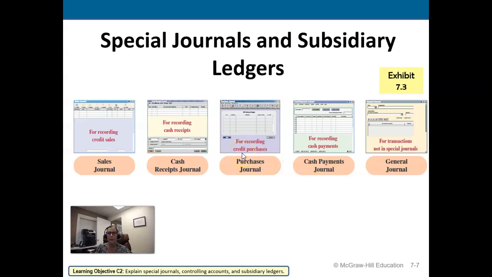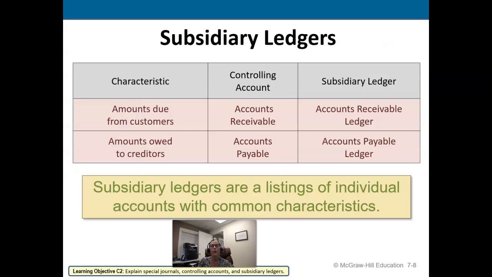Within accounting systems, there are often a large number of subsidiary journals to capture more detailed information than can be gathered on the general journal. So you may have a sales journal, cash receipts, purchases, cash payments, in addition to your general journal. Now, while the journals keep track of things on a transaction by transaction basis, you're likely to also have subsidiary ledgers that keep track of things perhaps on a customer by customer basis or vendor by vendor basis.